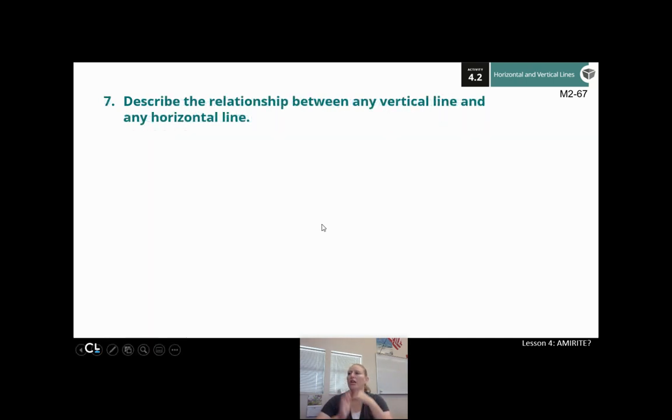Okay. So with this in mind, can you do me a favor and describe to me the relationship between any vertical line and any horizontal line? Hit pause. How are these guys related, vertical lines and horizontal lines? And then hit play when you're ready to check your work.